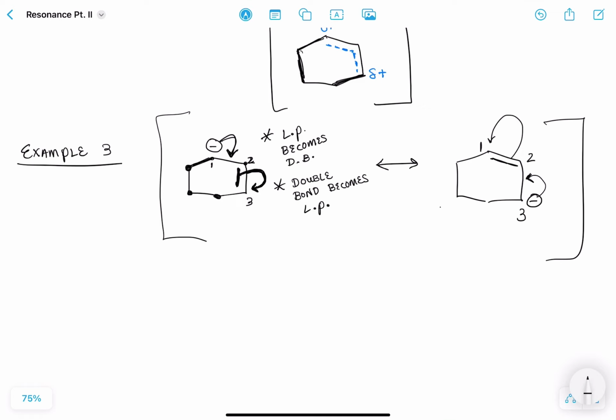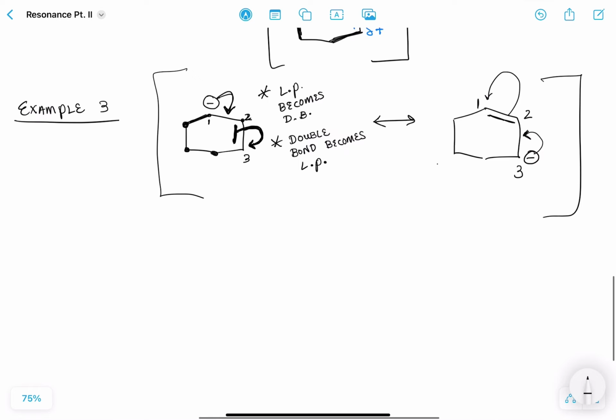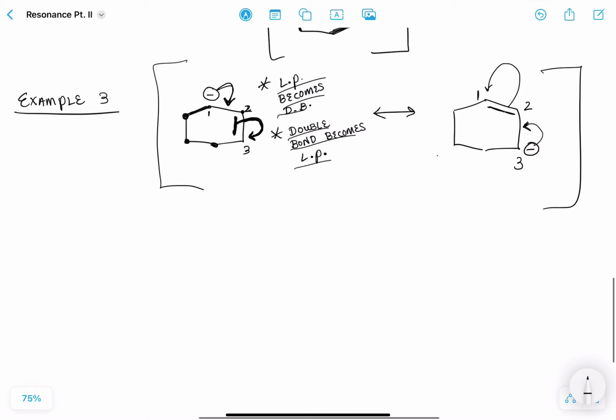Remember, everything in resonance happens in pairs. 2 things are going on when we're pushing arrows or moving things about. Right? So in this case, the lone pair became a double bond, and then the double bond became a lone pair. Last example.